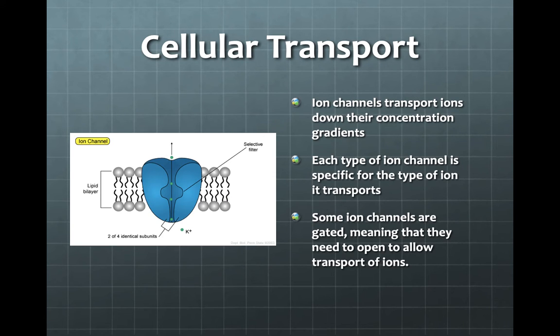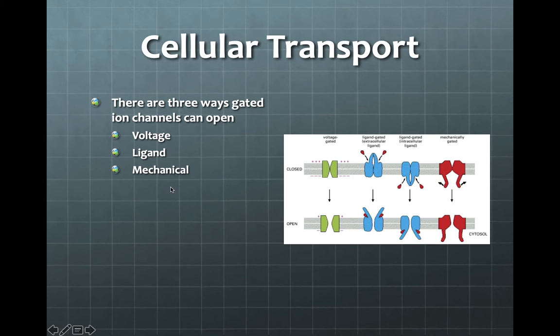We also have ion channels, and they transport ions down the concentration gradients, and each type of channel is specific for the ion it transports. Some channels are gated, meaning they need to open to allow transport of ions. So we see here we have potassium as its ion-specific channel here. And so there are three ways that gated ion channels can open: through voltage, electricity, a ligand, where we have a substrate attached to it for it to open, and also mechanical.